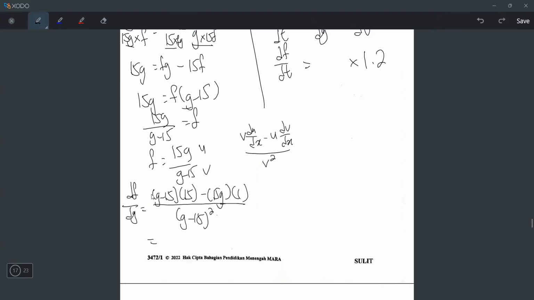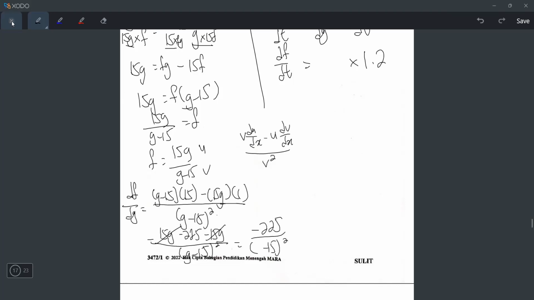And now, 15 times g is 15g. 15 times 15 is 225. Minus 15g over (g minus 15) squared. 15g minus 15g is 0. So you will end up with negative 225 over (g minus 15) squared.